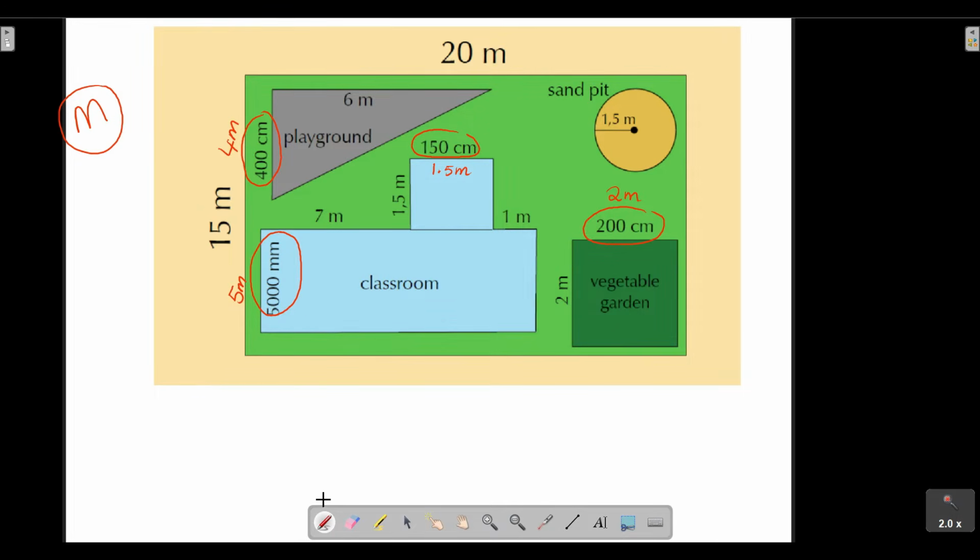So now let's look at the first question. We are given a playground, and with this playground, we can see that it's a triangle. But what is missing from this triangle? Can you see that we are not given a side there? Because we're not given that side, that is going to make our lives a bit hard when it comes to calculating perimeter.